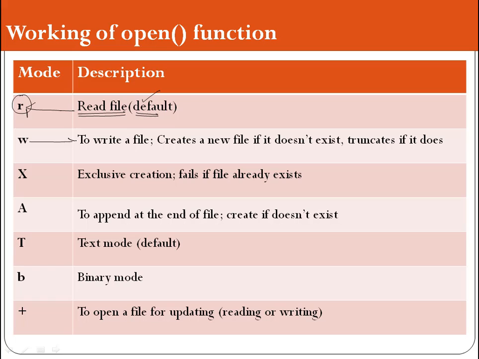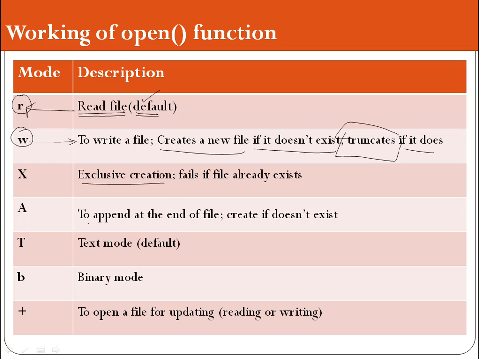Write, w, is to write a file. When you want to write something into the file, either it is existing or you are creating a new file, you open the file in the write mode. If the file does not exist, it creates a new file. If it already exists, it will truncate the file. x, exclusive creation, fails if the file already exists.